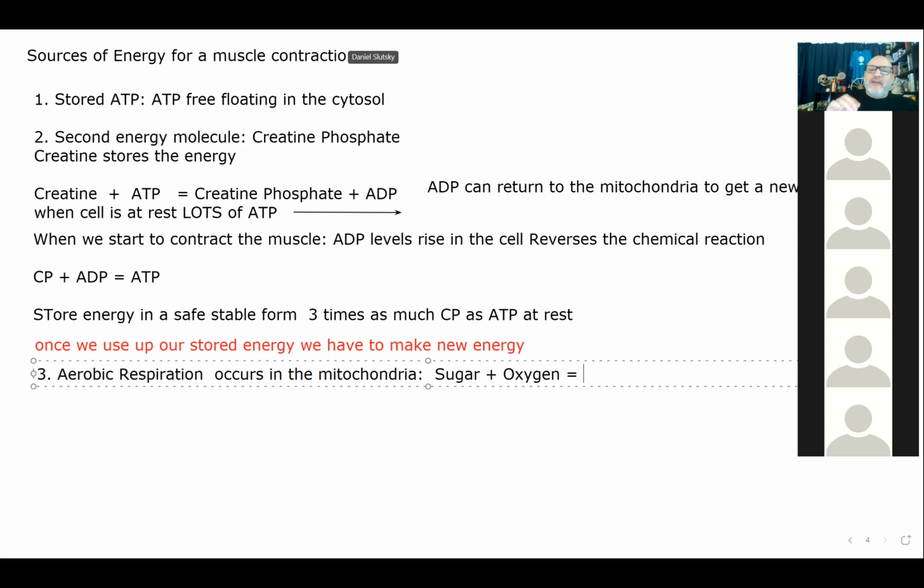And when we use that oxygen to break the sugar down completely, as a result of that, we get a ton of energy. And that energy can be used to make ATP. But there are two byproducts, two waste products. What are the two waste products of this chemical reaction? Carbon dioxide and water. There you go, exactly.